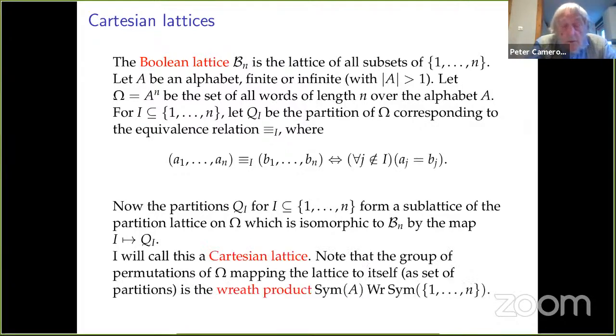So this I will call a Cartesian lattice. And its automorphism group is a certain group called a wreath product. And this is one of the groups in that O'Nan-Scott theorem I told you about. The wreath product was the second type, and this is the wreath product that occurs there. So these are wreath product groups.